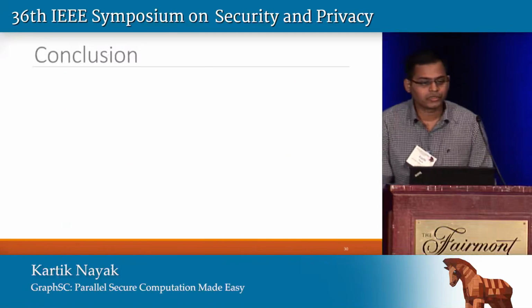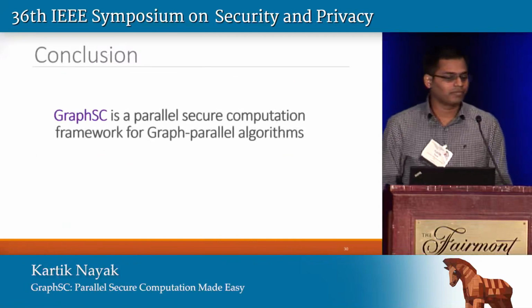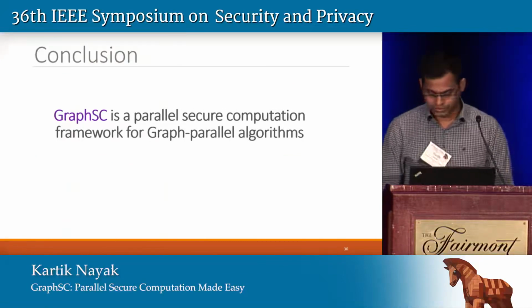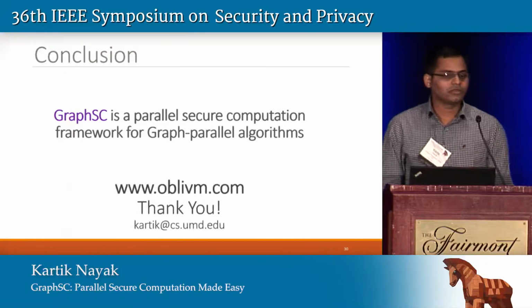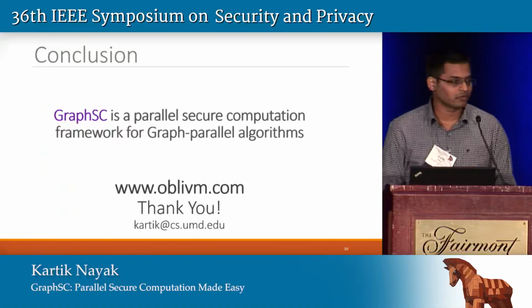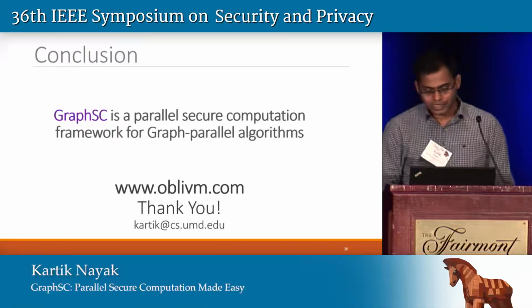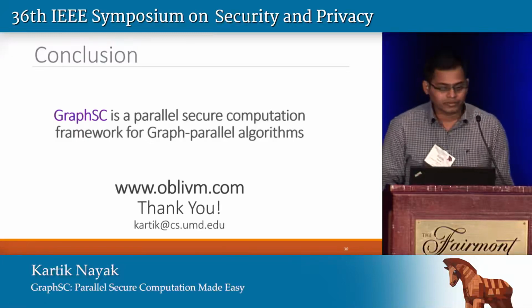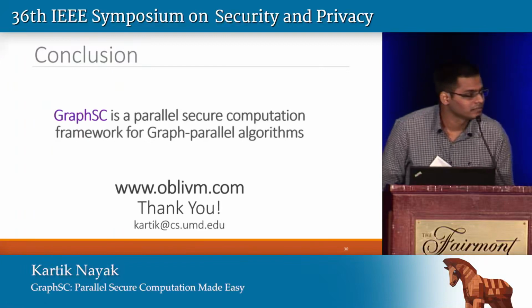So to conclude, we have GraphSC, which is a parallel secure computation framework for running graph parallel algorithms. And this is built on top of ObliVM, and ObliVM will actually be presented by Chang 2 presentations from now. Our source code is available on oblivm.com. Thank you, and I'll be happy to take questions.